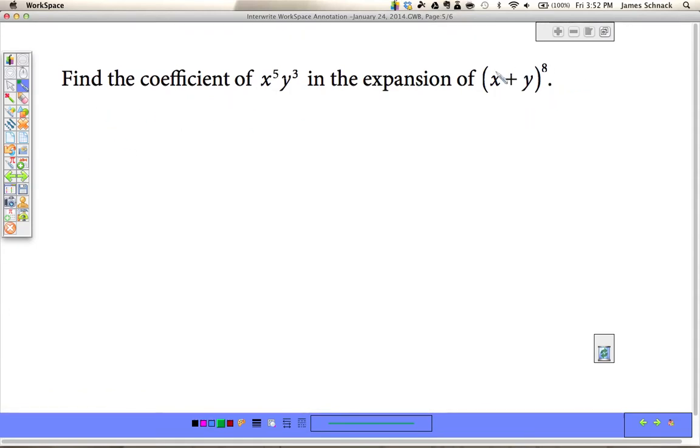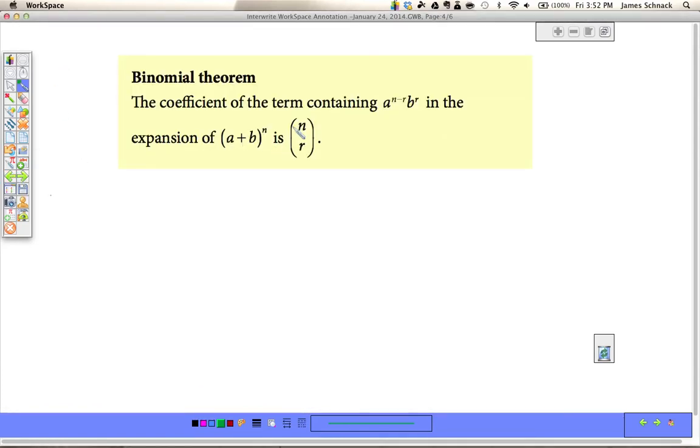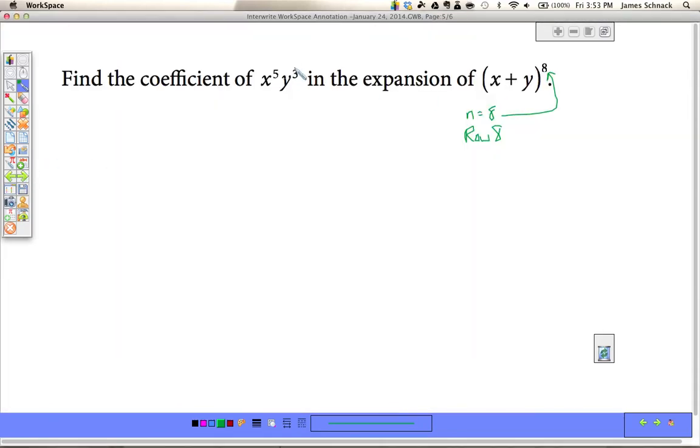So here we go. We're dealing with x plus y to the 8th power. I want x to the 5th y cubed. In this problem, n would be 8. If we're looking at Pascal's triangle, we'd be looking at row 8. So what's r? Well, r is going to be the exponent of the second thing in these parentheses. So it's going to be 3. I'm going to be calculating 8 choose 3.